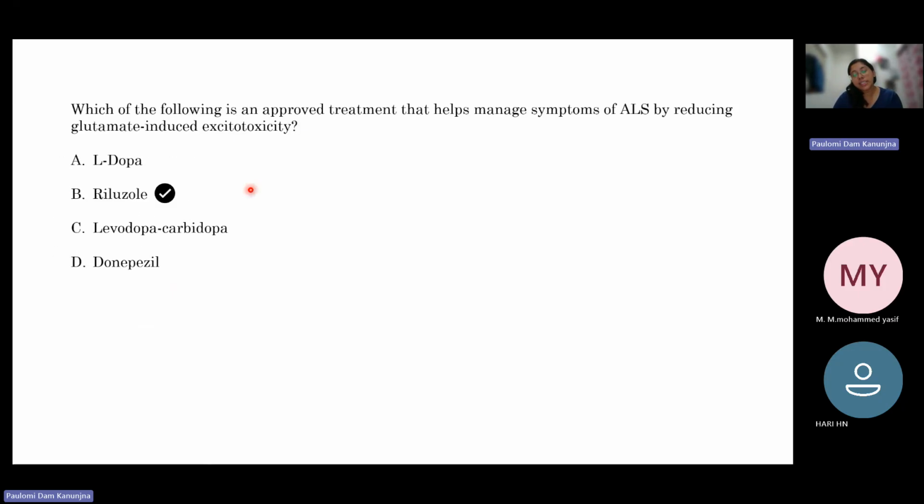What riluzole does is it targets the glutamate excitotoxicity, right? The more glutamate, the more your motor neurons are getting excited and impacted. So what riluzole does is it basically stops the secretion of glutamate, and if your glutamate is not released, your glutamate cannot activate or generate the action potential in the muscle.